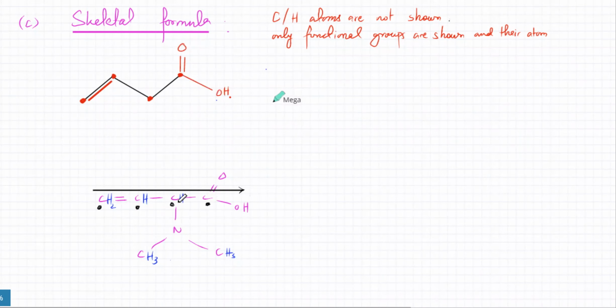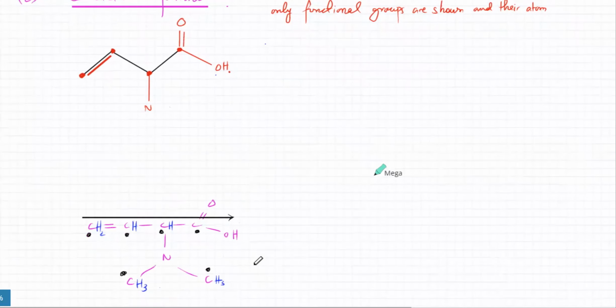Focus on the 3rd carbon atom over here. There's an N that is attached on the third carbon atom. So you're going to show the N. So on the third carbon atom, which is this one, there is an N that is attached, right? And on that N, there are two more carbon atoms attached. So those two carbon atoms would be represented by these dots. So on that N, you've got two more carbon atoms. So how am I going to represent those two carbon atoms? It's going to be this, and it's going to be this.